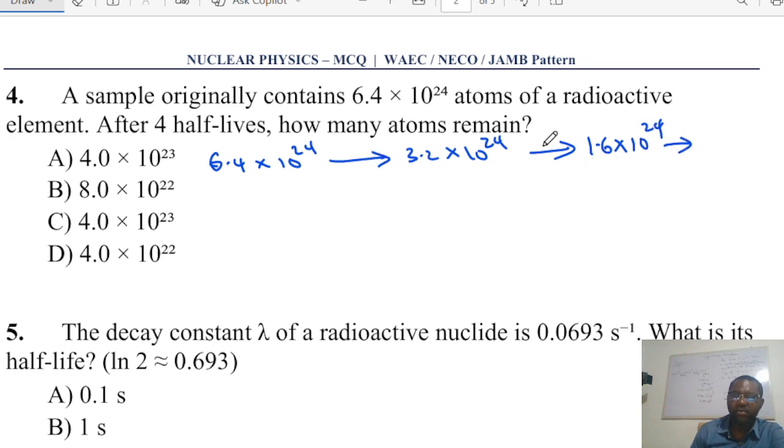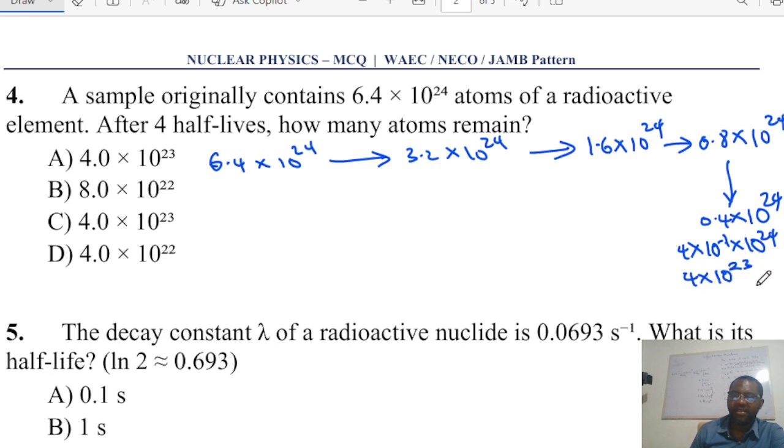Divide this by 2. This is 1, 2, 3. Okay, divide this by 2. This is going to give us 0.8 times 10 raised to power 24. Then divide this by 2. This is going to be 0.4 times 10 raised to power 24, which we can write as 4 times 10 raised to power minus 1, then times 10 raised to power 24. So minus 1 plus 24, that would be 4 times 10 raised to power 23. That is the answer. Quite easy. So 4 times 10 raised to power 23 atoms. So the answer to this question is C.